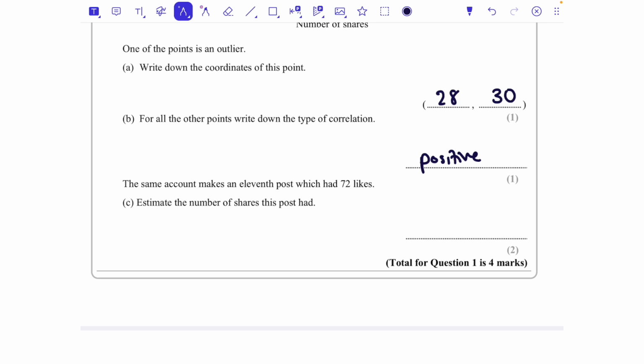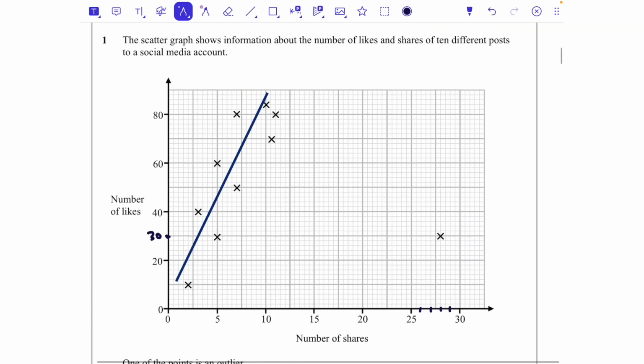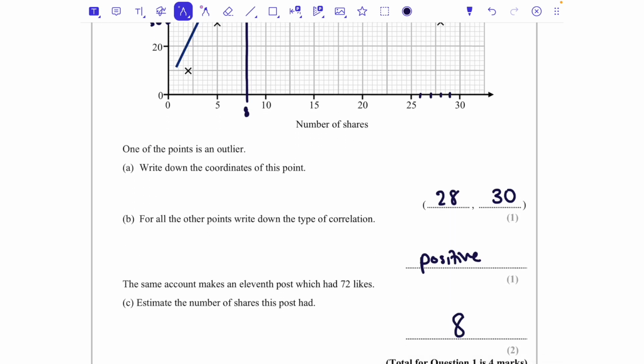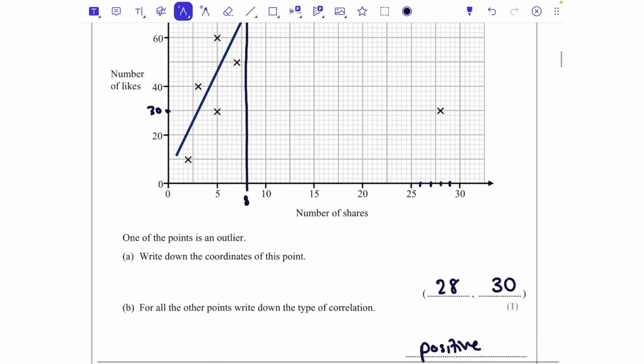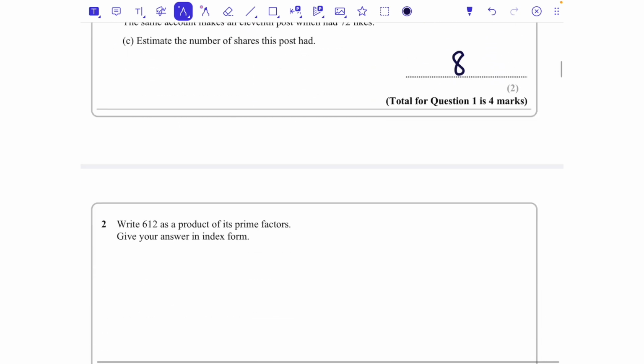Estimate the number of shares this post had. So we're going to use our line of best fit here. If it had 72 likes, we're going to go to 72 on this axis, go across, hit the graph, and then go down. And I get 8 for that. I think 8 or 9 there, you'd be absolutely fine. So I'm going to go with 8, but I think I also got 9 when I did this paper earlier. So 8 or 9 there would be all good.